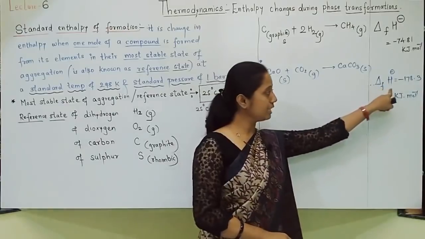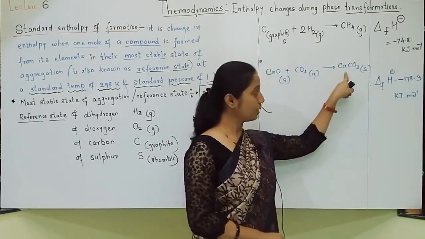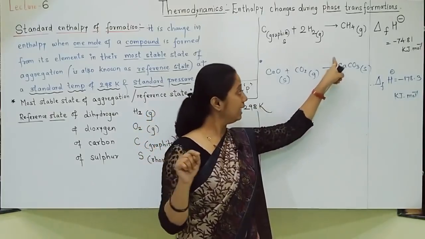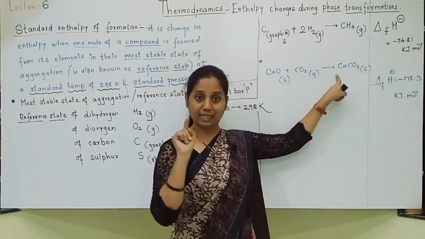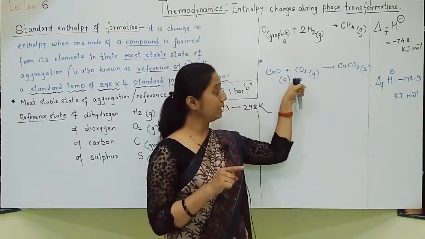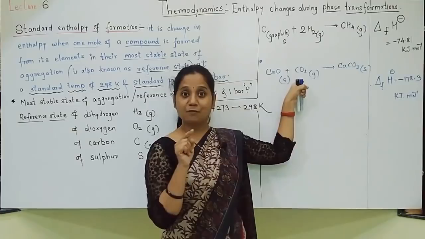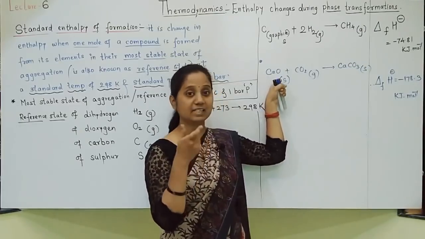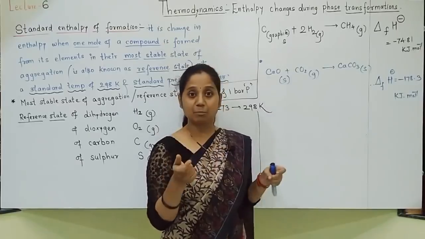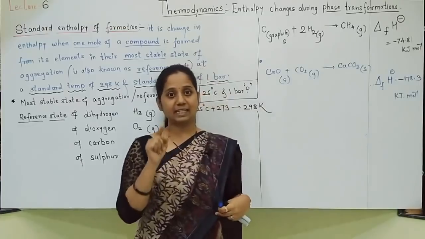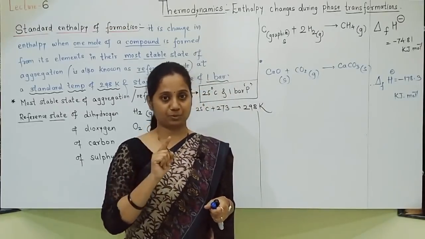Why? The value is given for formation. Calcium carbonate is formed also. It is on the product side, means it is formed. It is formed 1 mole also. That is also correct. But it is not formed from its elements. It is formed from some other compounds. Calcium oxide is a compound. Carbon dioxide is a compound. It should form from its elements. Then it is standard enthalpy of formation.